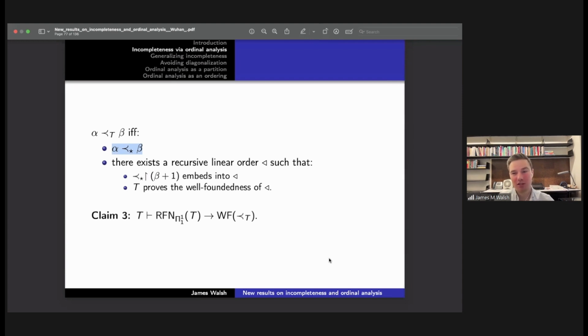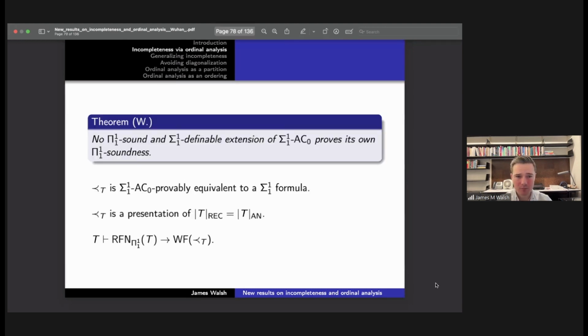So that means that T is not Π¹₁ sound. T is proving the well-foundedness of triangle, which is a Π¹₁ statement. On the other hand, triangle is ill-founded. So T is not Π¹₁ sound. Okay, so that's the argument in Σ1 choice for the contrapositive, and that's the third claim. If you take these three claims together, they give us the theorem, because this was the goal. We have a presentation of the analytic proof theoretic ordinal of T, which is Σ1 choice equivalent to a Σ1 formula, and such that this conditional is provable in T. In fact, it's provable in Σ1 choice. So that's the argument for this version of the second incompleteness theorem.